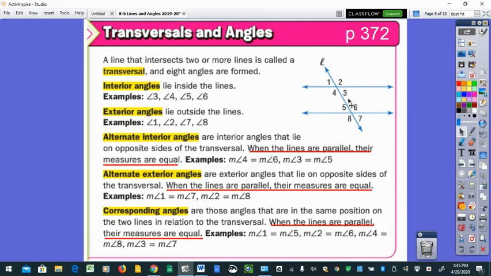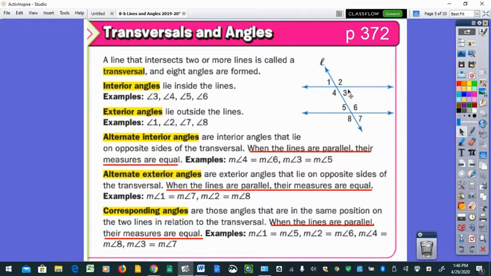So if we look at this picture, angles 3, 4, 5, and 6 are all on the inside of these two lines. They're interior angles, and angles 1, 2, 7, and 8 are on the outside, so they are exterior angles, and that's kind of what they're saying right here. Now we're going to bring in the word alternate. Alternate means on opposite sides.